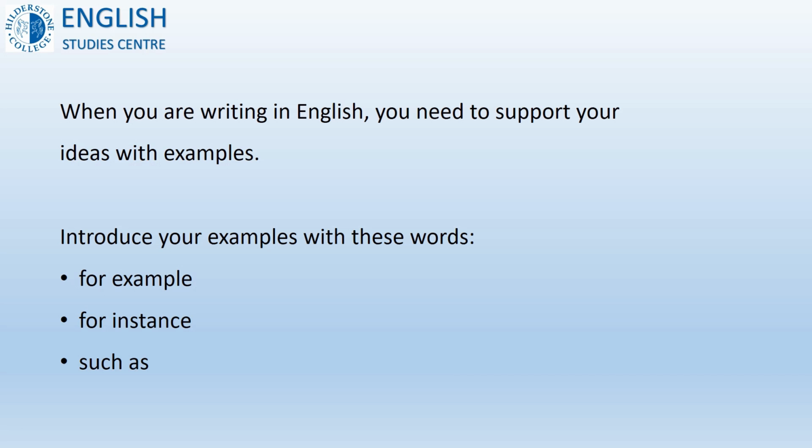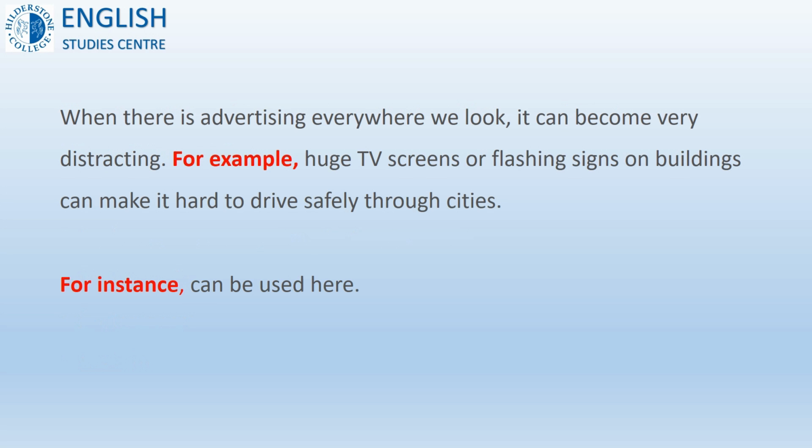Let's look next at how they're used. Here's an example sentence for you. When there is advertising everywhere we look, it can become very distracting. For example, huge TV screens or flashing signs on buildings can make it hard to drive safely through cities. Now there you can see that the second sentence is an example of the way in which advertising is distracting. So it's a set of examples for the whole idea of the previous sentence.